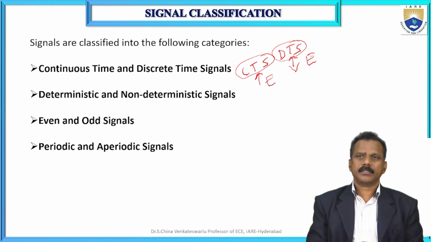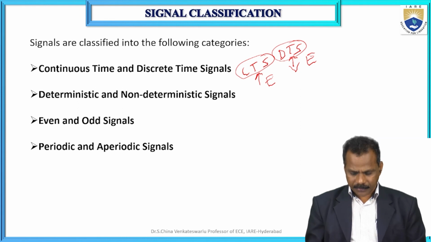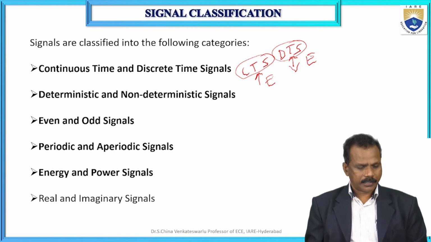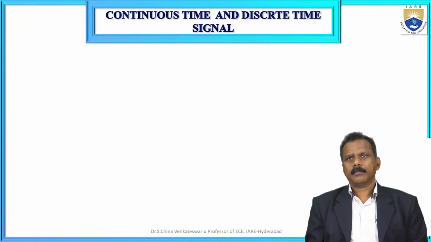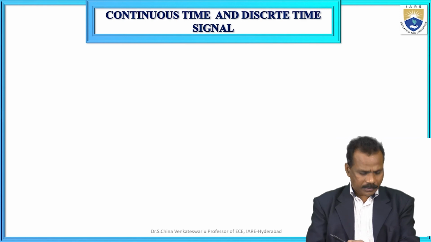But here there is a deciding factor, which varies: CTS and DTS, the continuous time signal and the discrete time signal. After that, the energy and the power signals. After that, we can decide real and imaginary signals. Now, the continuous time and discrete time signals.